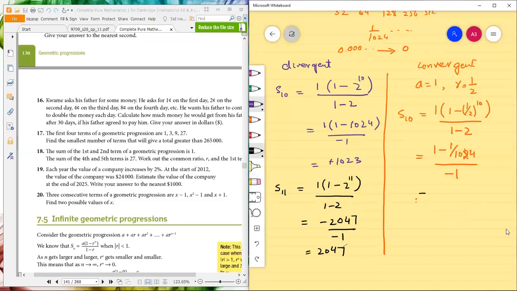So this would be 1 minus the above. This 1 by 2 is 1 by 1024, divided by 1 minus 2, which will become minus 1. No, sorry, I put 1 by 2 here, so it would also be 1 by 2.